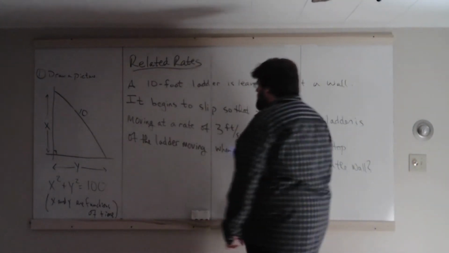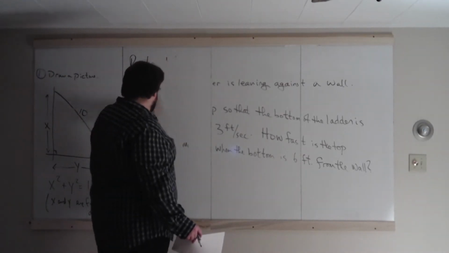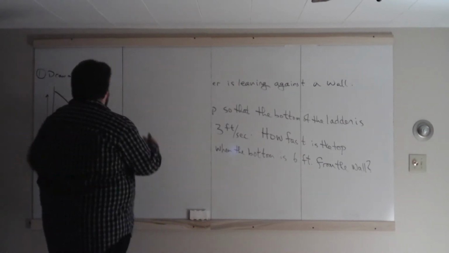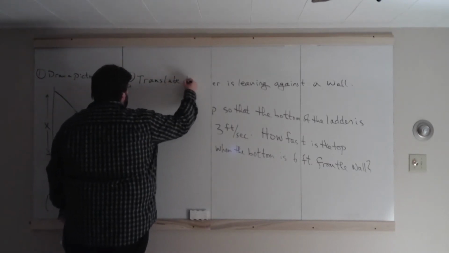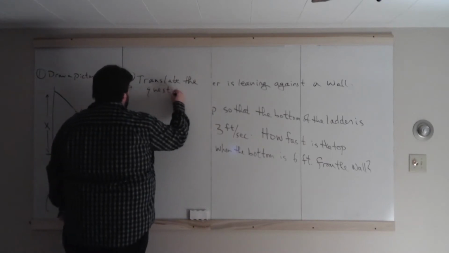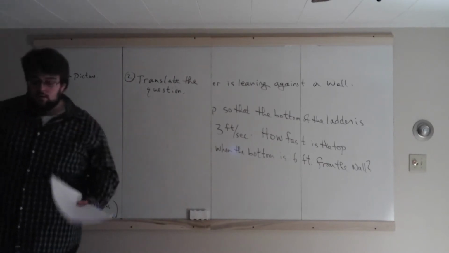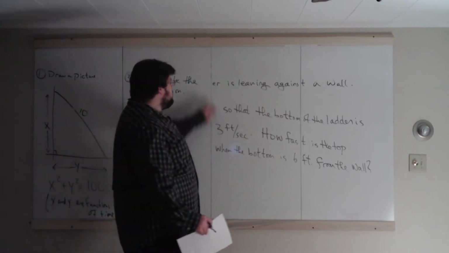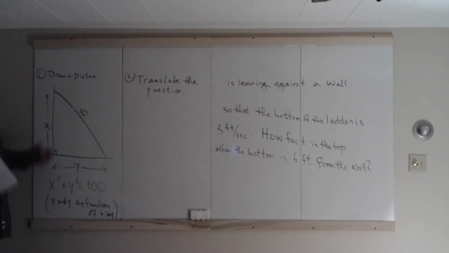Okay, so there's step one, draw the picture. Step two, I'm going to erase part of this board because most of the information is not on this board. Hopefully you've written the question down. Step two, translate the question. It is often said that math and learning math is quite similar to learning a new language. That is definitely the case with related rates. Translate this question into a math question using this information.